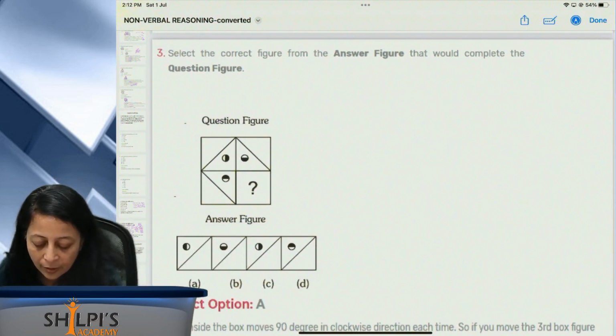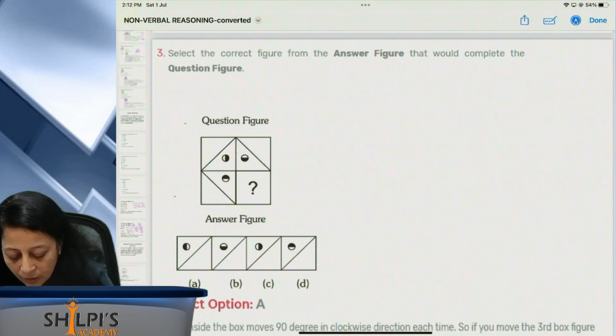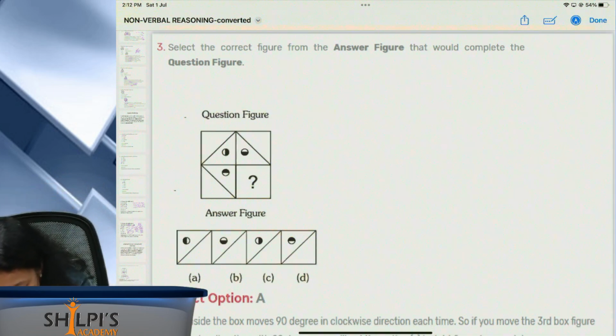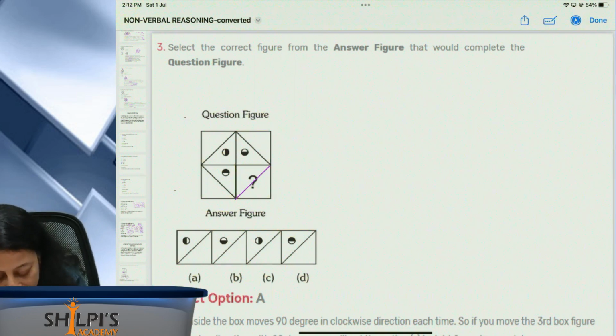Select the correct figure from the answer figure that would complete the question figure. So here let us draw one diagram, one line. Okay, that line is everywhere. Okay, A, B, C, D, everywhere it is there. Now there is one circle, that circle is also everywhere. Now let us see, this circle is facing upward, this is facing towards this side, this is facing towards this side. Now of course this has to face this side. So which one? It is your option A.